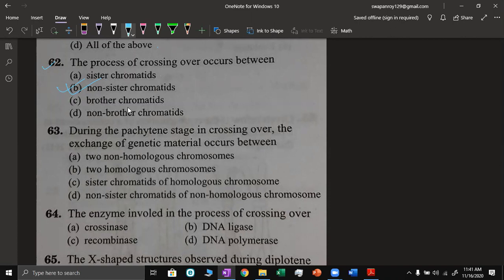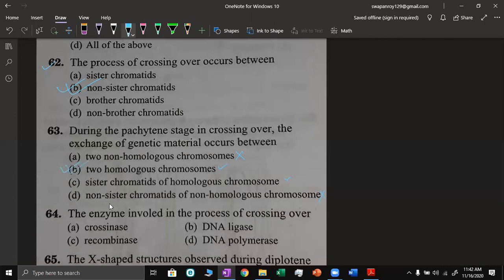Next, question 63: during the pachytene stage in crossing over, the exchange of genetic material occurs between which? Two non-homologous chromosomes? No. Crossing over is always between homologous chromosomes. So two homologous chromosomes, this is true. Sister chromatids of homologous chromosomes, no. Non-sister chromatids of non-homologous chromosomes, this is also not correct. Non-sister chromatids, but it should be of homologous chromosomes. Okay, so our answer will be this one.